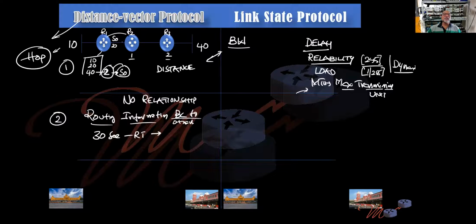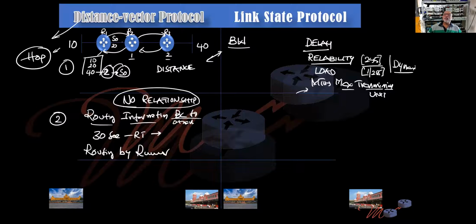So this guy will tell him, hey, I have these networks. I have these networks. No relationship whatsoever is maintained. Just push your information to the others. That's why it's called routing by rumor. Rumors, they call it, right?